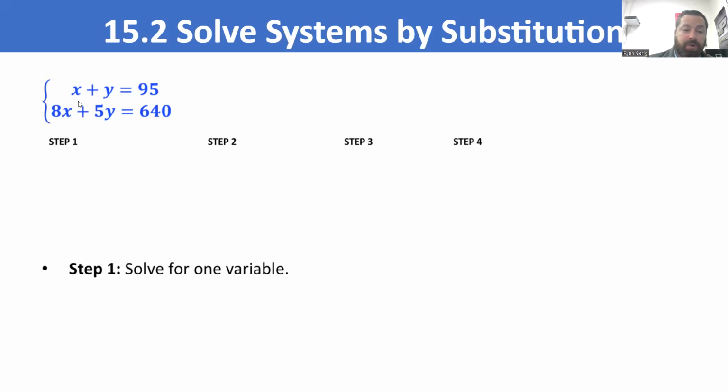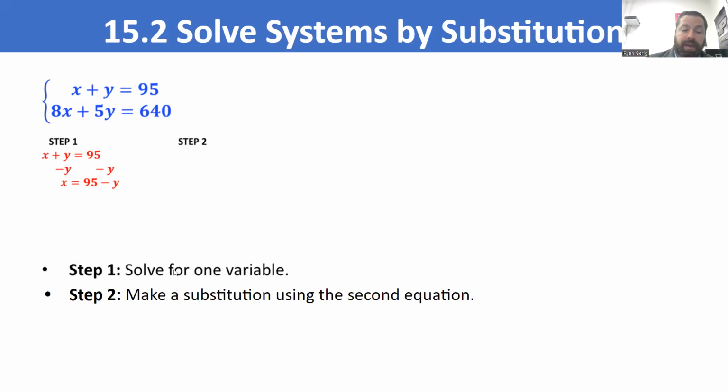I'm going to take the first equation here, and I could isolate x or y. It doesn't really matter which one. So I'm just going to subtract y to show you that it doesn't matter. So I get x equals 95 minus y. So 95 minus y has the same value as just a single x. So what I'm going to do is make a substitution using the other equation. So in this case, it's the second equation, but it's always the other equation.